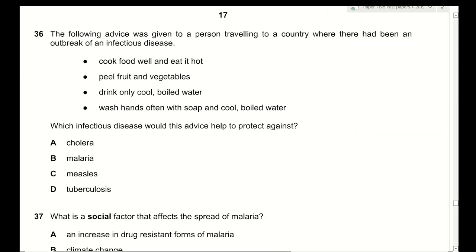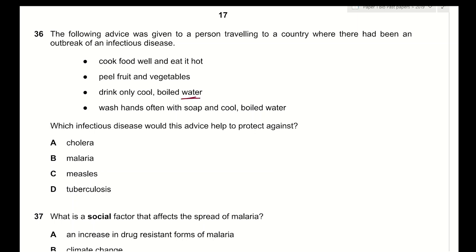Next, the following advice was given to a person traveling to a country where there has been an outbreak of an infectious disease. Which infectious disease would this advice help to protect against? Now, cook food well and eat it hot. So cooking food well will protect against bacteria and viruses, because the heat would cause the death of the microorganism. The second point is peel fruit and vegetables. Yes, this would prevent the person from ingesting any type of microorganism, but it still doesn't identify which infectious disease this is.